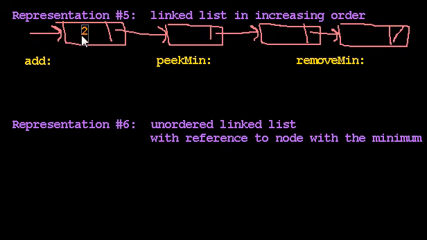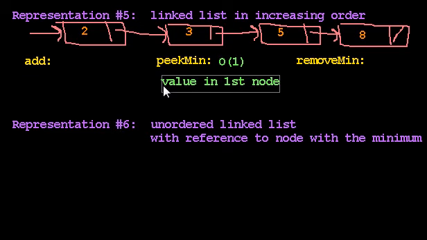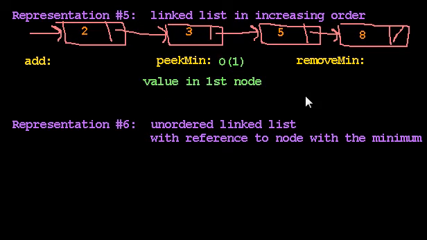So let's go back to my favorite example of 2, 3, 5, and 8 being in my priority queue, and they're in increasing order in my linked list, like I said they would be, and we have a reference to the first node, the head of the list, and we want to know the running times. So how long will it take us to find the minimum? Well, we'll just look in the first node and get that value, so that's just constant time, right? The value's in the first node.